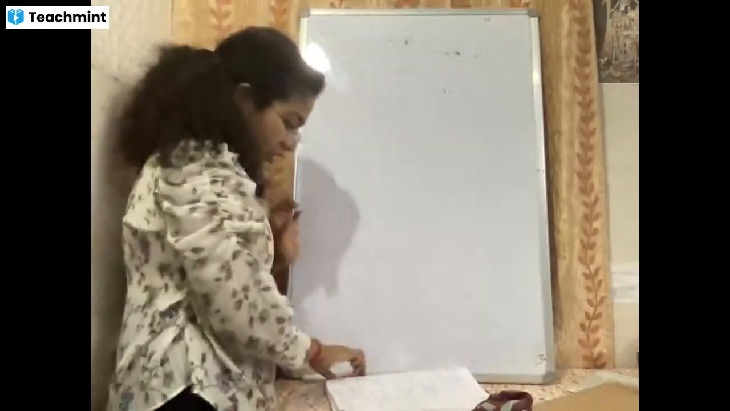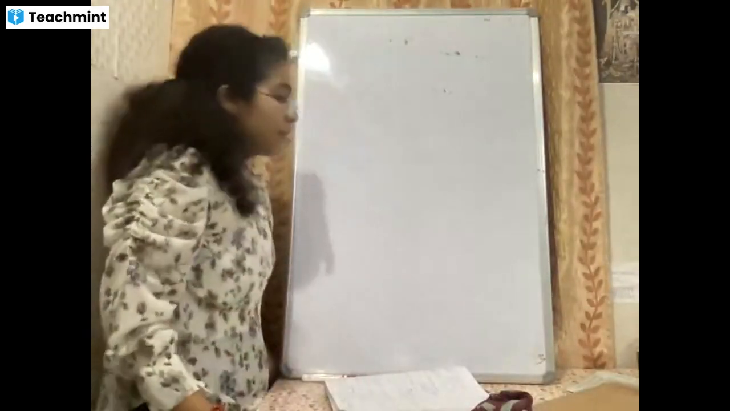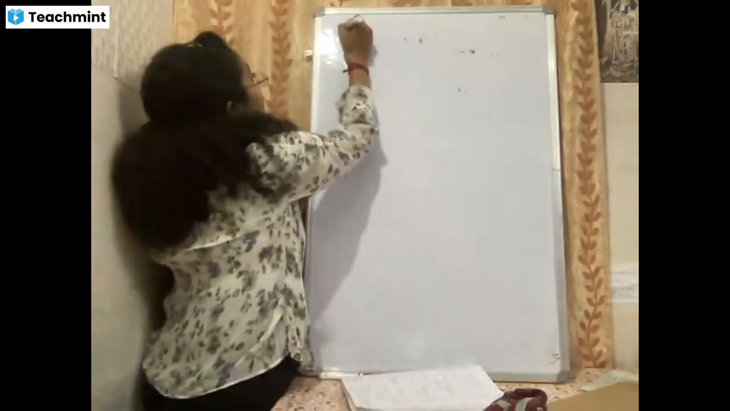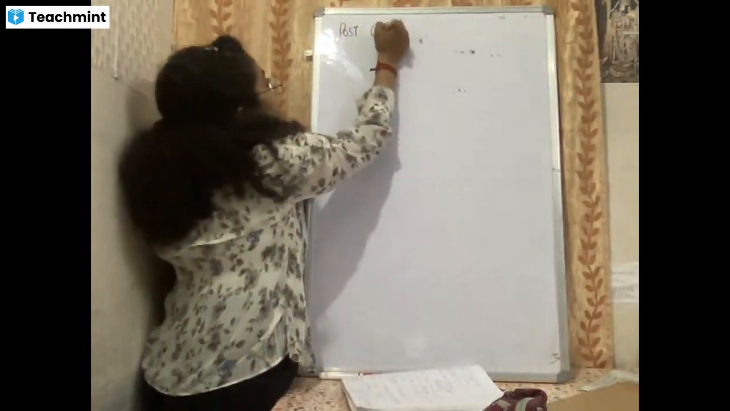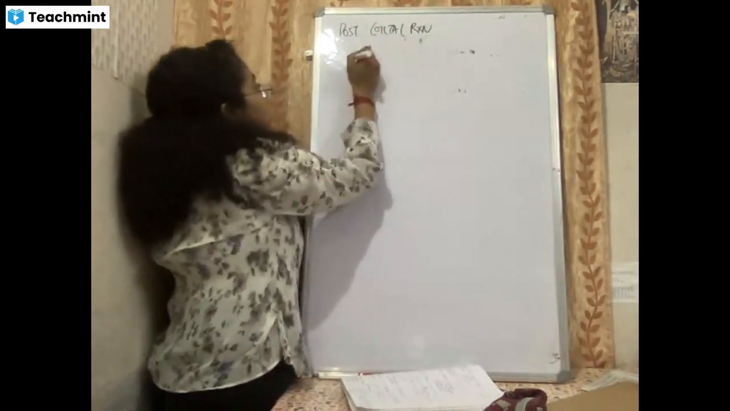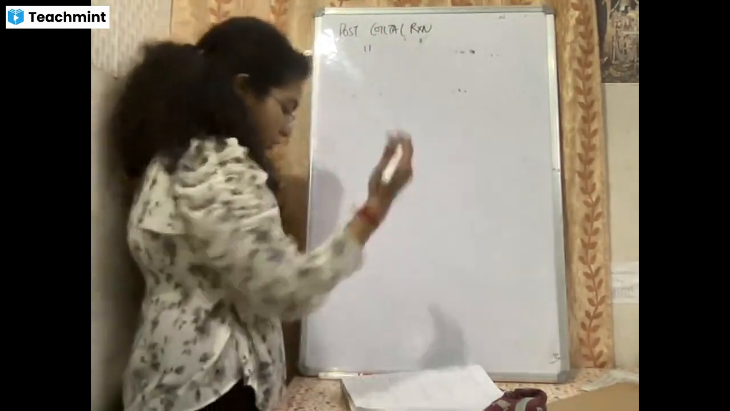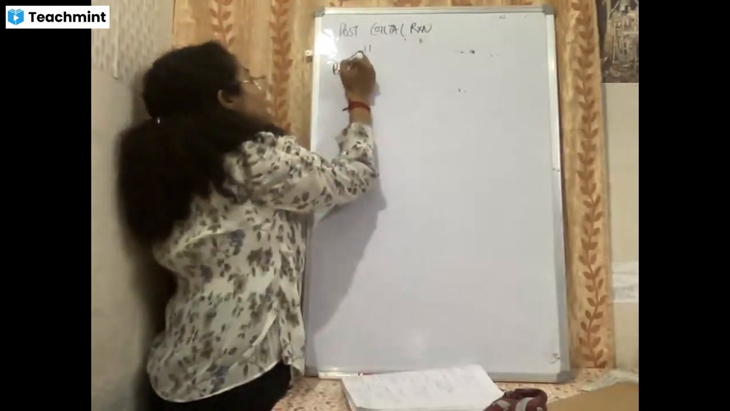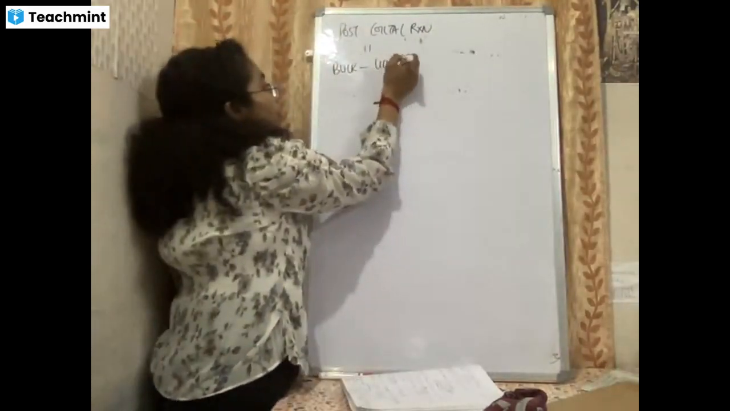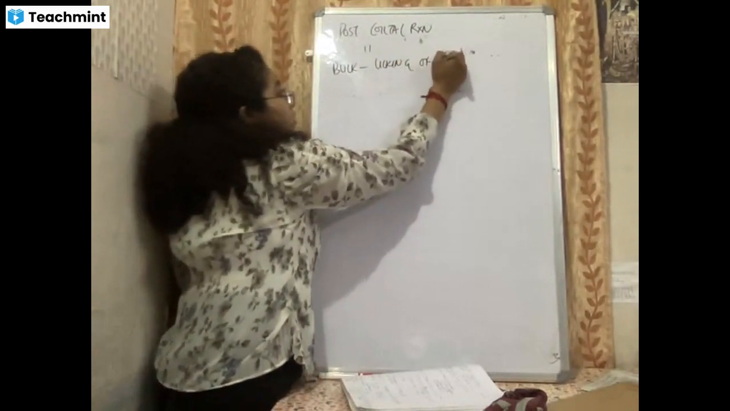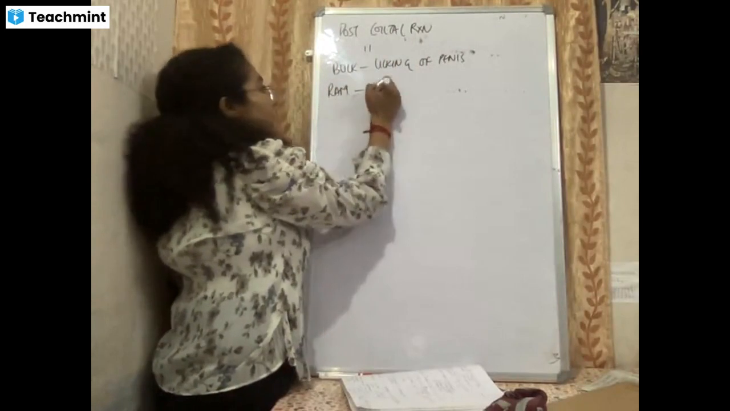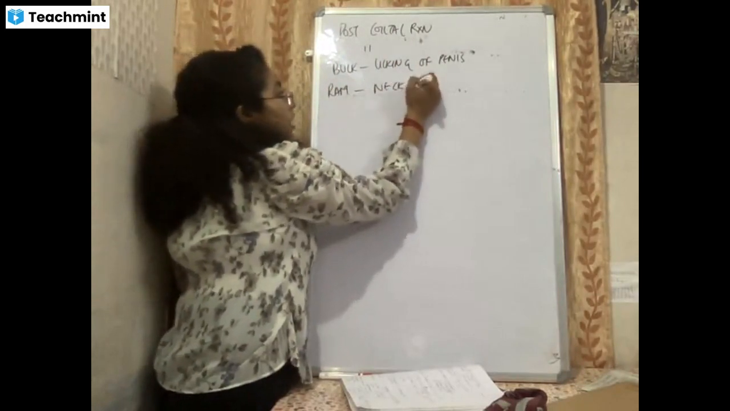Okay. Now we have post-coital reaction. Post-coital reaction in the case of buck is licking of the penis. In the case of buck, and in the case of ram, there occurs neck stretching.